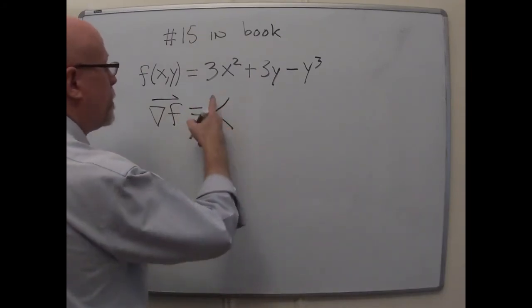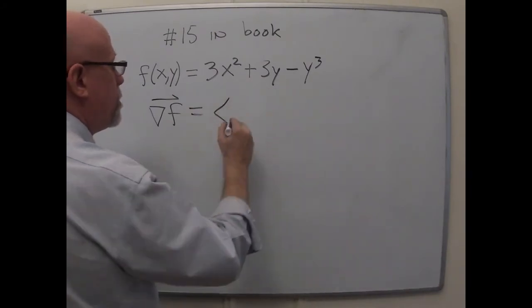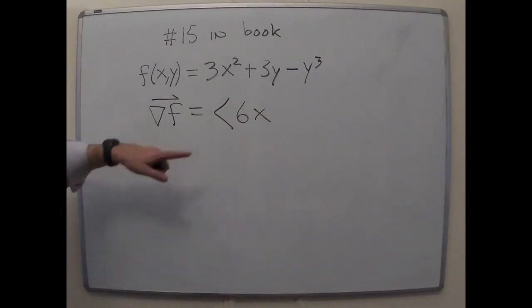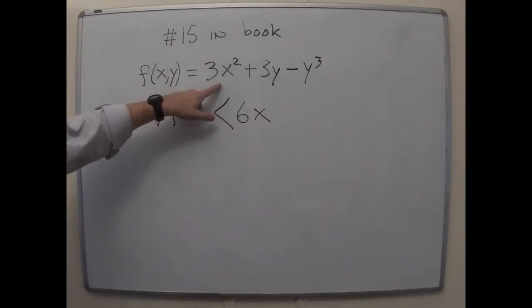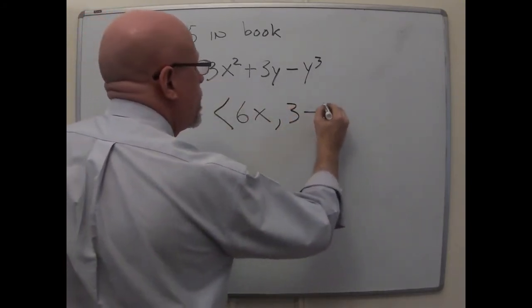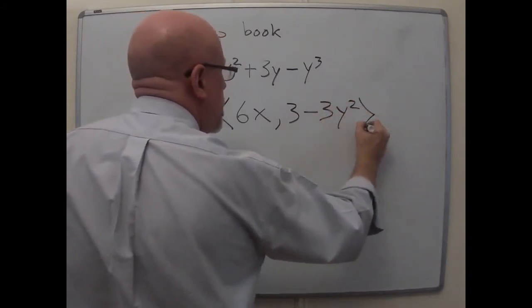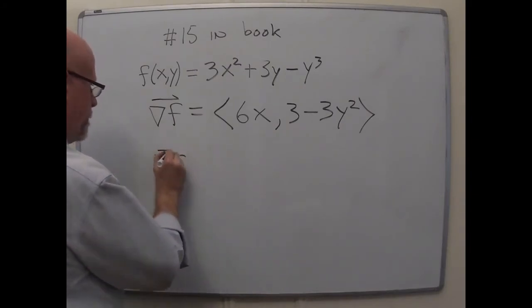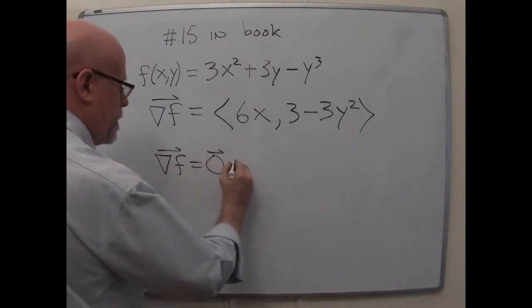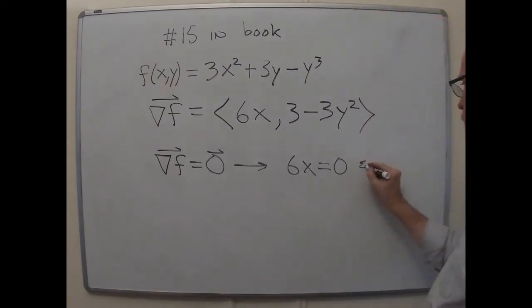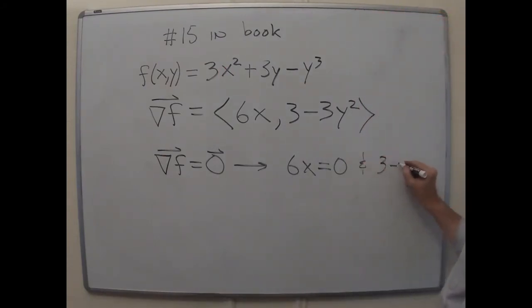The x partial of this guy is going to be 6x, and those guys are treated as constants, so they go to 0. So you get 6x there. And the y derivative is going to be 0 plus 3 minus 3y squared. So to say that grad f is equal to the 0 vector is to say that 6x equals 0 and 3 minus 3y squared equals 0.